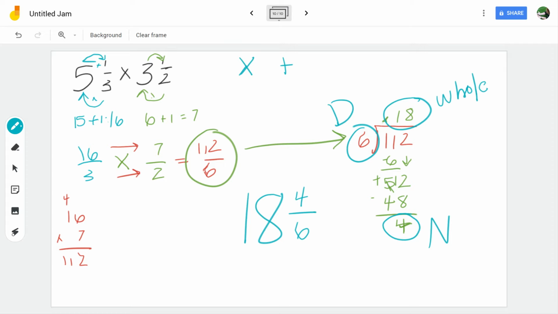Okay, this, in my opinion, is nice because it goes by so fast. You just have to remember which parts are which. So whole number is here, numerator is here, and denominator is in the divisor spot.